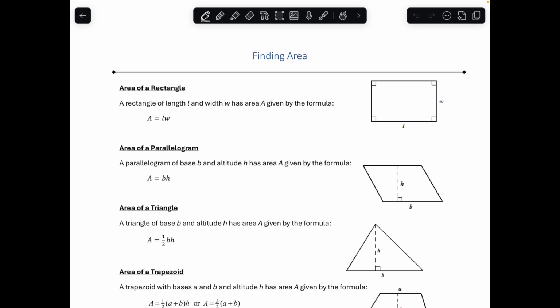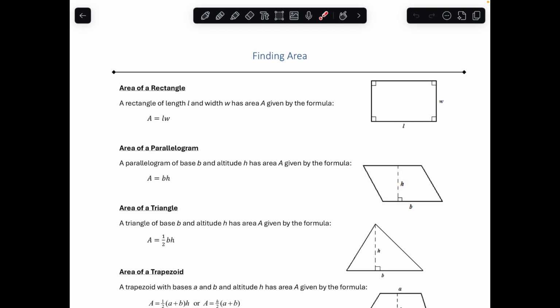In this video, we're going to be talking about finding the area of various shapes. So to start off, the area of a rectangle is just going to be its length times its width, so the two sides multiply together. Then the area of a parallelogram is going to be the base times its height, which again is going to be one of these sides and then times its height.